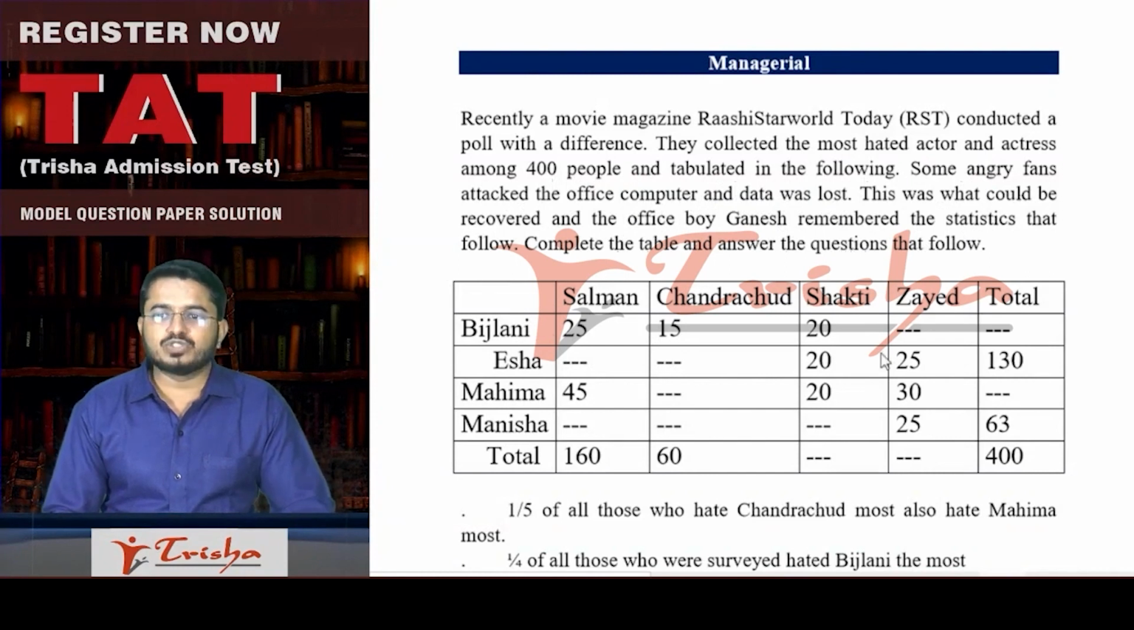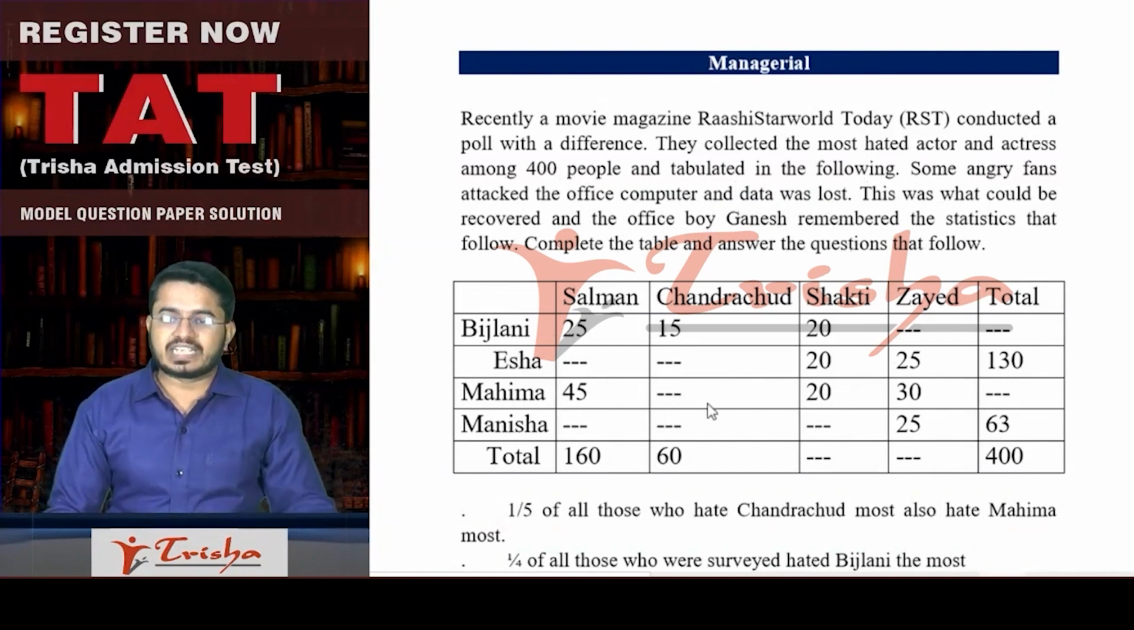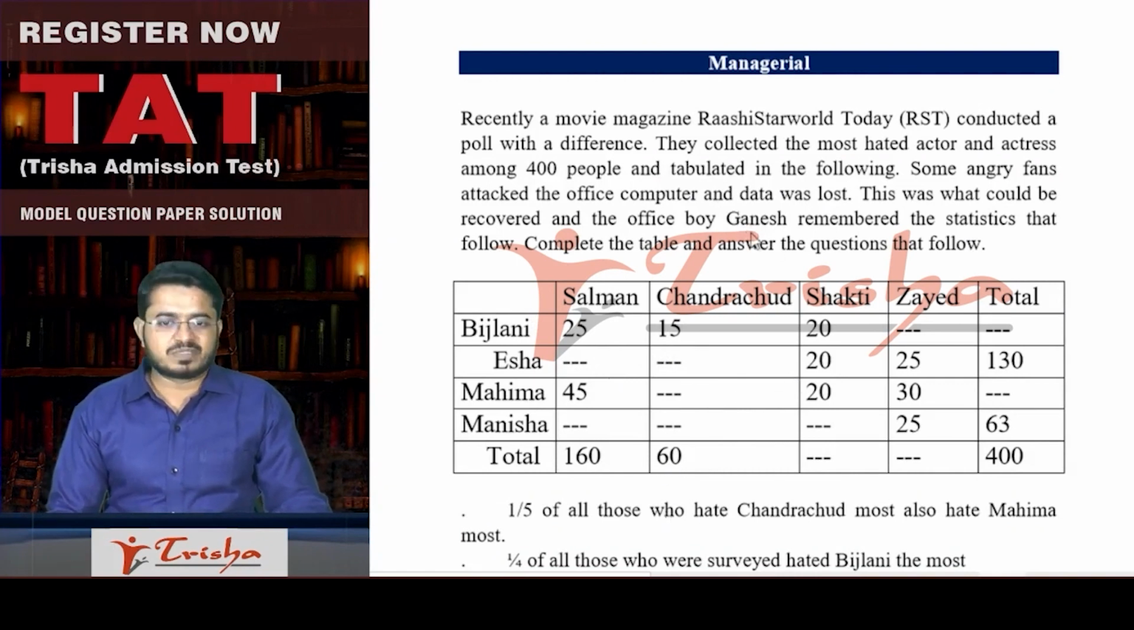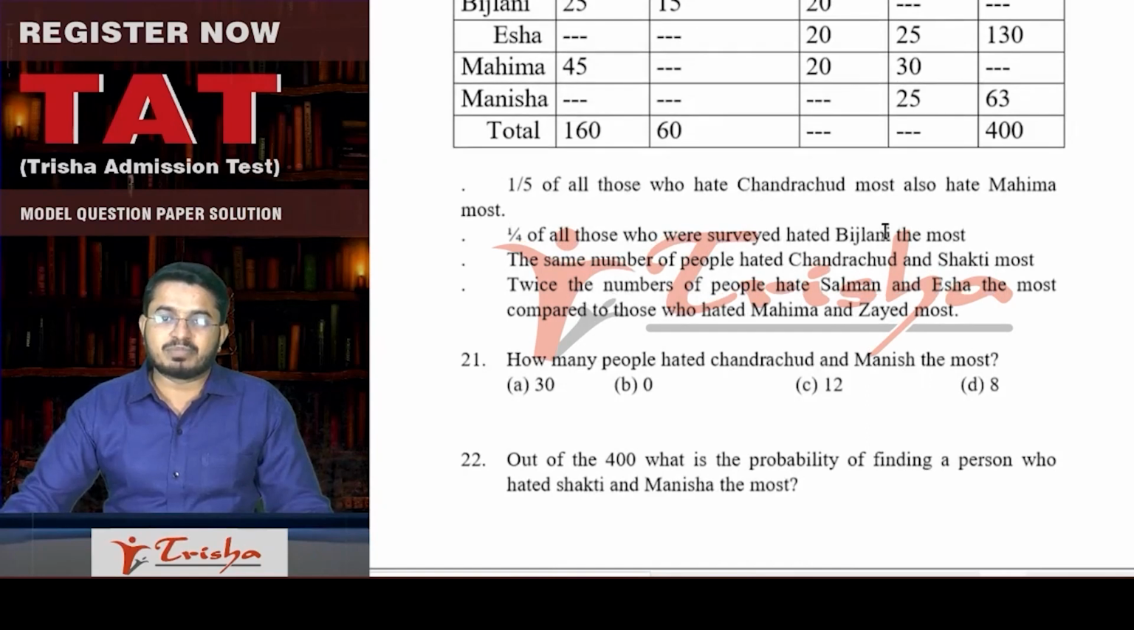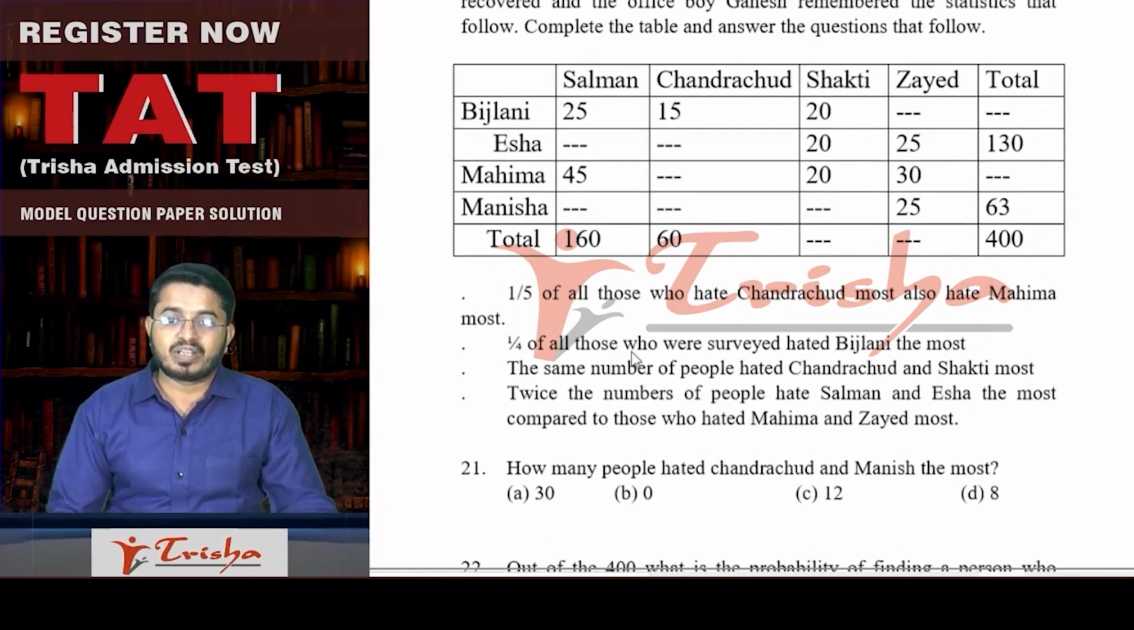So they have given you a table. This is what they could recover from the computer. And then there are a few stats given below, which were remembered by office boy Ganesh. So taking that into account, we will have to fill in the missing data, and then we have to solve the problem. Data interpretation question, very simple it will be. Let us first look at the statistics that are given. What is remembered by office boy Ganesh?